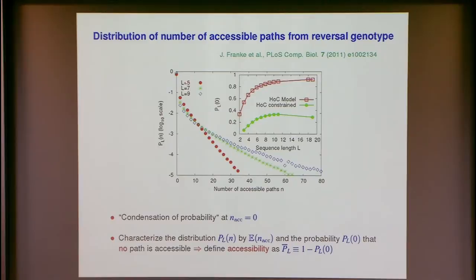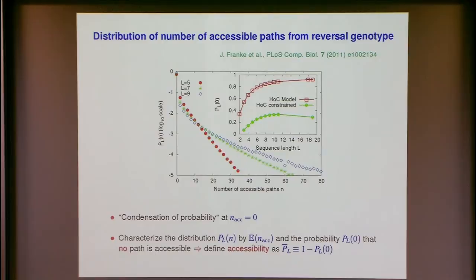So the most likely realization is that there is no path, and then there is a fairly long tail, and together these two things combine to always give you a mean of 1. Okay, so that tells you that this is a widely fluctuating quantity, and the distribution is clearly not well characterized by the mean. So you need at least one other quantity.